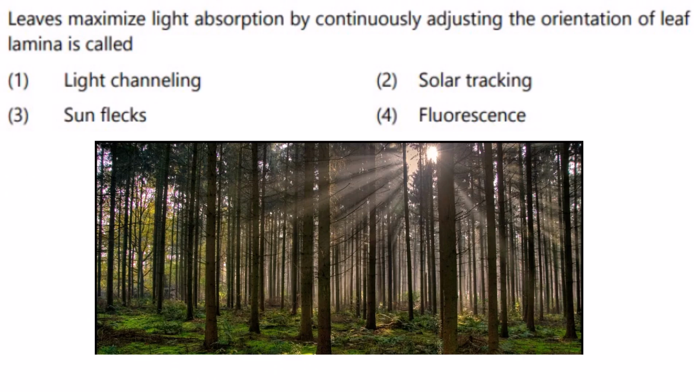Then leaves maximize light absorption by continually adjusting the orientation of the leaf lamina, which is called solar tracking. Now what is light channeling? Light channeling is the ability of some plants to direct light to specific areas, such as in the case of trichomes of the leaves. They will channel the light to specific regions. So that is light channeling.